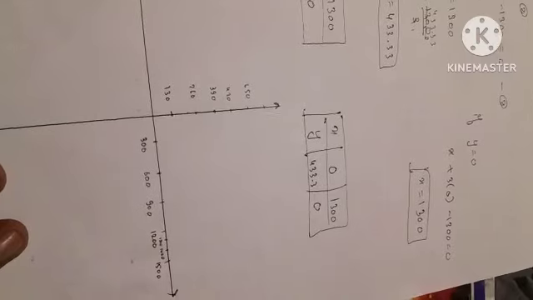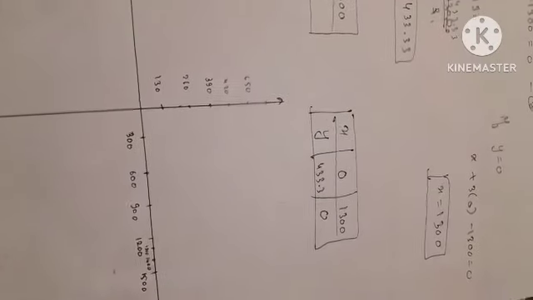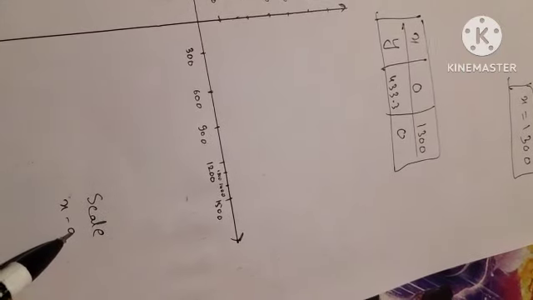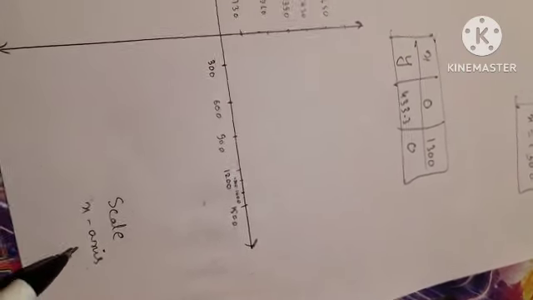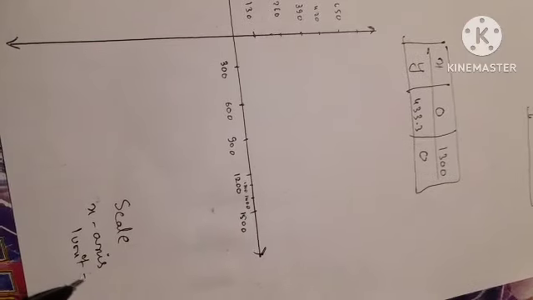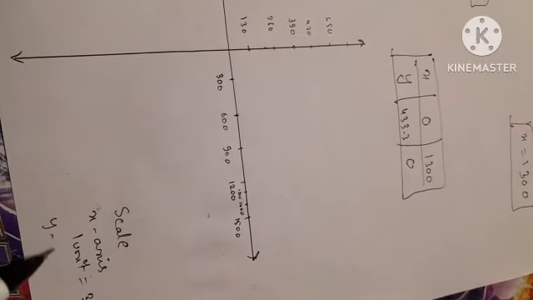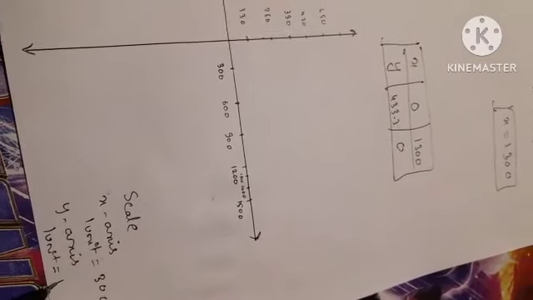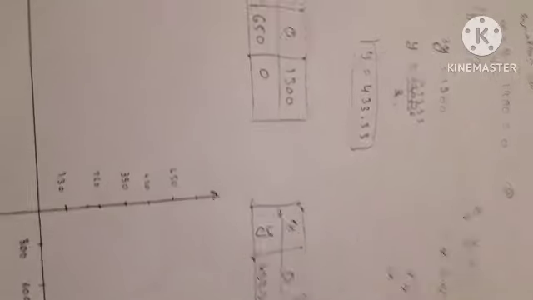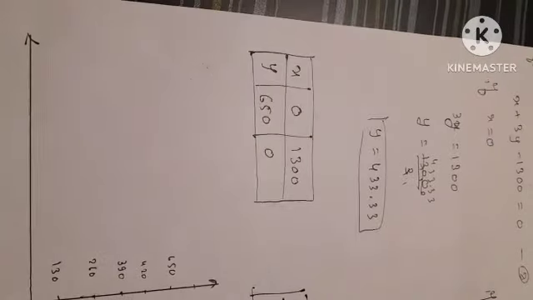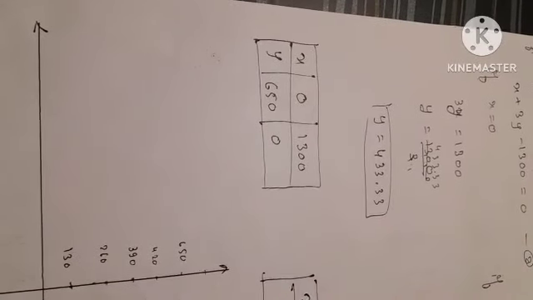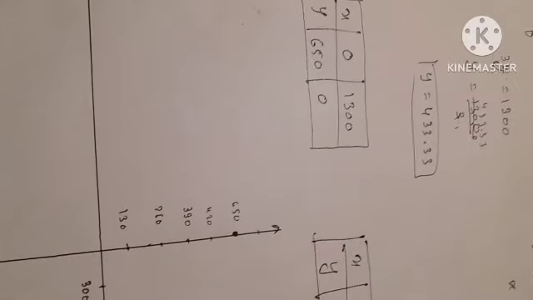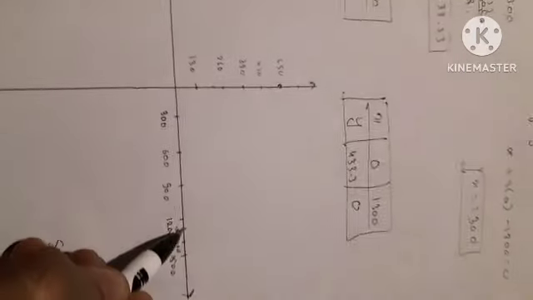So when we need to plot the graph, I have taken random numbers here. Assuming the scale as x-axis, 1 unit equal to 300, and y-axis, 1 unit equal to 130. So let's plot. When x is 0, we get y as 650, which will be here. Similarly, when y is 0, we get x as 1300, which will be here.